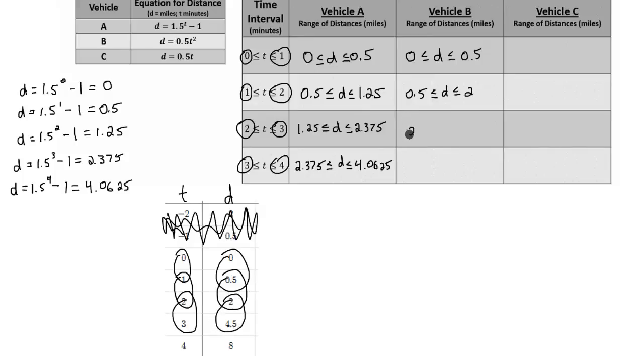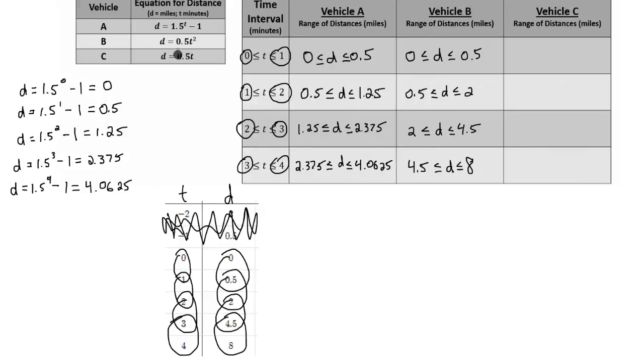And then from 2 minutes to 3 minutes, that's going to be 2 miles to 4.5 miles. And then from 3 to 4 minutes, we're going to go from 4.5 miles to 8. And that's the shortcut, right? It's a lot quicker than what we previously did by hand.